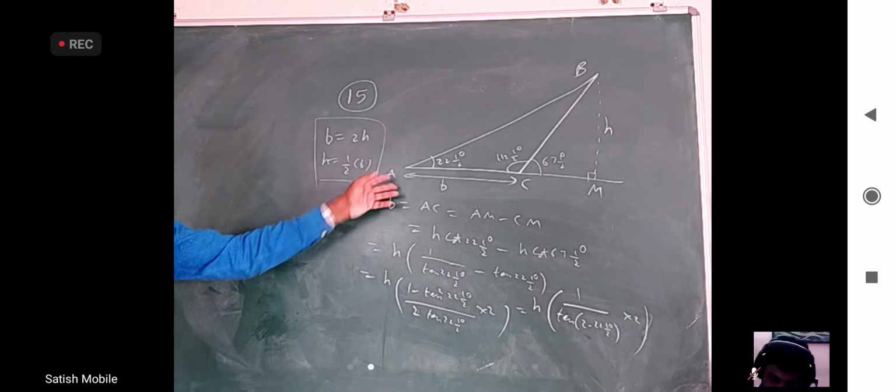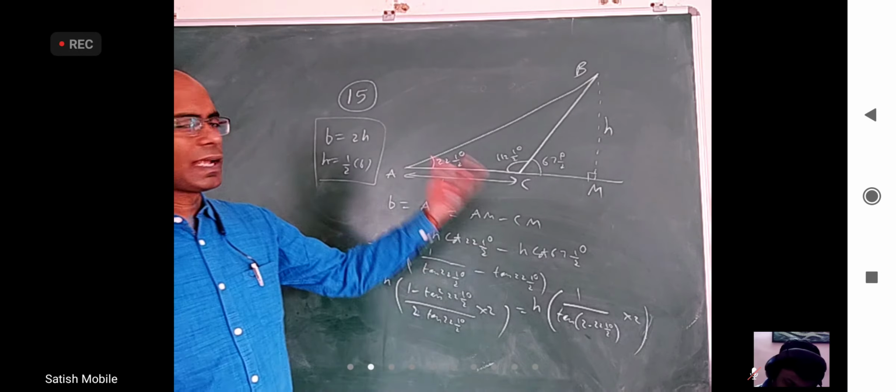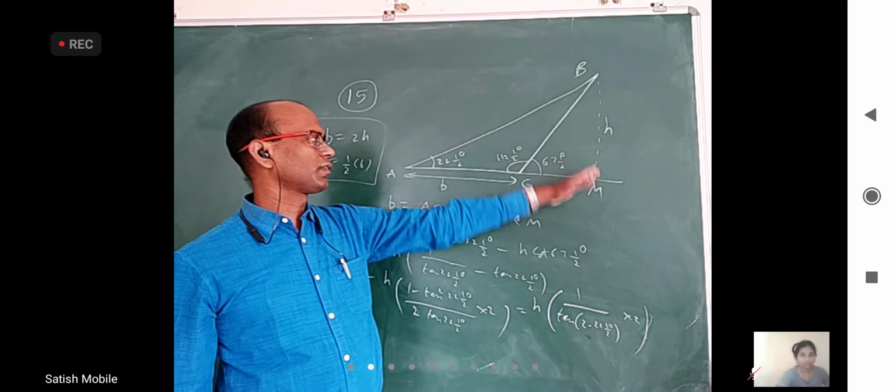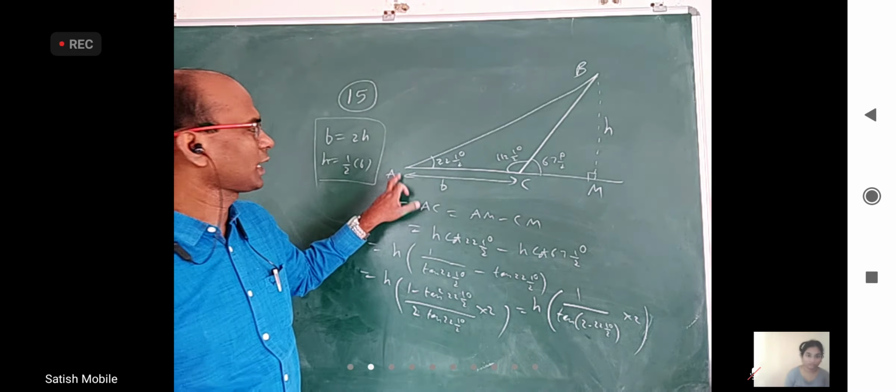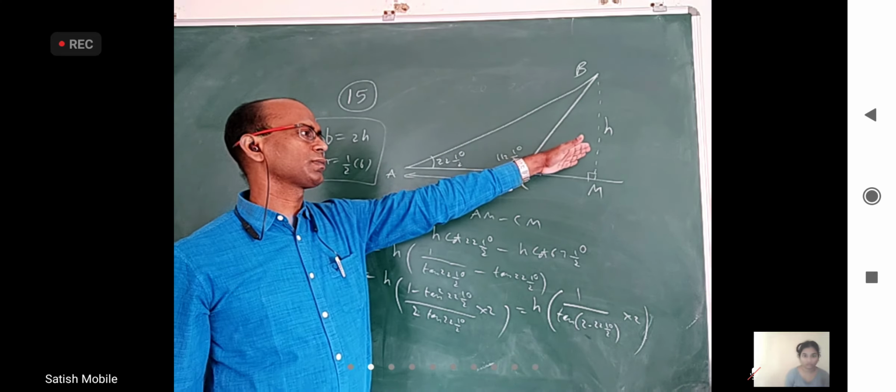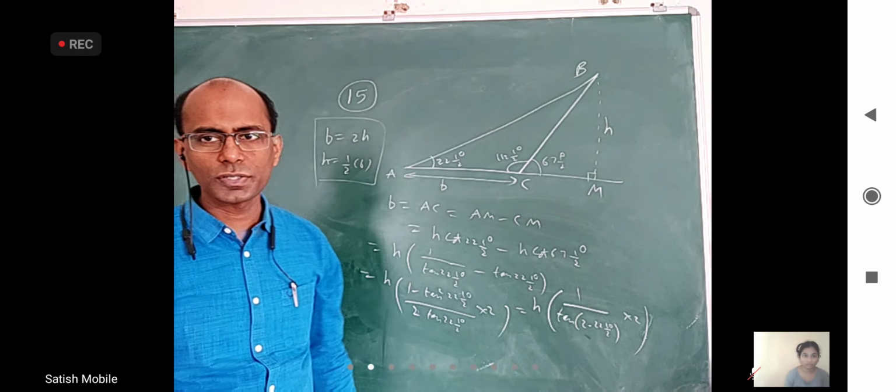Almost like heights and distance only. I'm sure they can ask the same question like this. There is a tower, from a particular point angle of elevation is 67 and a half. When you come b units back, the angle of elevation is 22 and a half. What is the relation between height and the distance between the two observation points? The same question.